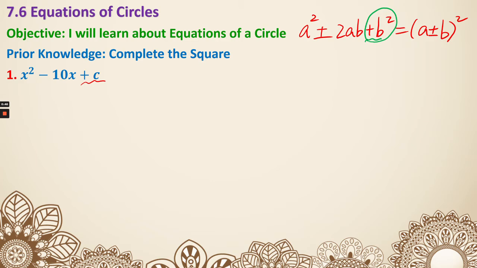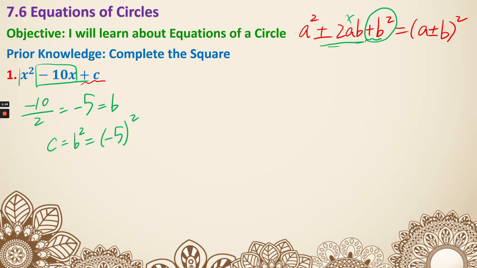If you recall, here's what we're going to do. Because this negative 10x is basically our 2ab, we're going to find our b from that. Our leading coefficient is a 1, so that means our a is always just an x. All we need to do is take this middle number, negative 10, divided by 2, which is negative 5, and that gives our b. Our c is going to be b squared, which is negative 5 squared, which is 25. So that's the first one. All we need is the number 25 to make a perfect square. After we make the perfect square, it's going to look like (x minus 5) squared.